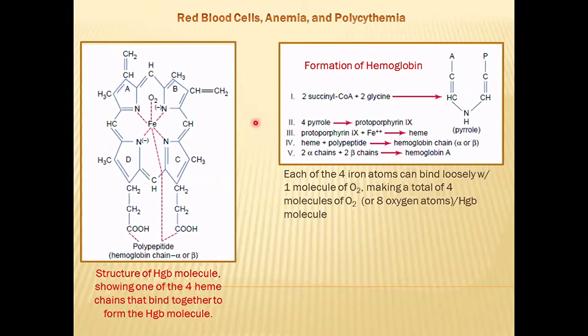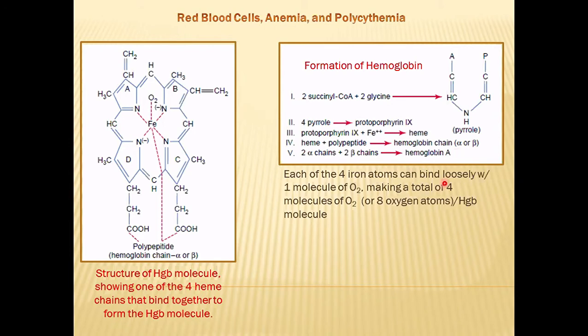So the initial step is succinyl-CoA plus glycine. You form a pyrrole, this one, we call this a pyrrole, okay? Then 4 of these join together, they become protoporphyrin 9, okay? Then your protoporphyrin plus iron, ferrous, becomes a heme. Then a heme with the polypeptide becomes hemoglobin chain alpha or beta. So 2 alpha and 2 beta chains become hemoglobin A. So that's how hemoglobin is formed.